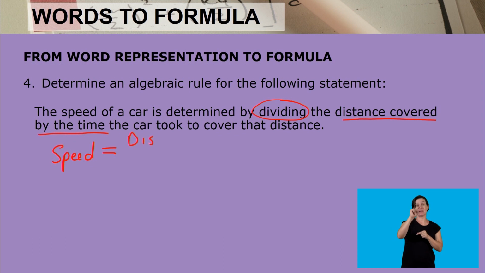So we are going to say that is the distance covered divided by the time, and that is how we are going to determine the speed. So using our symbols here, we are just going to say that S to represent speed is equal to D to represent our distance, and this is divided by time, or T, to represent that time. So that is what our algebraic rule would look like for that statement.